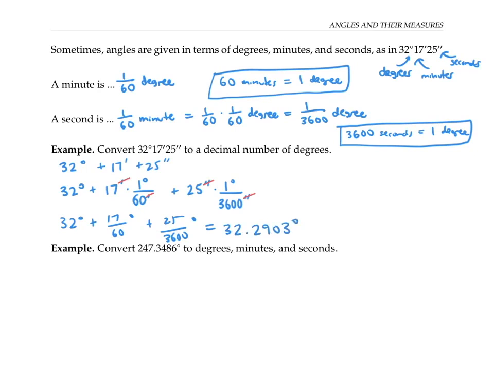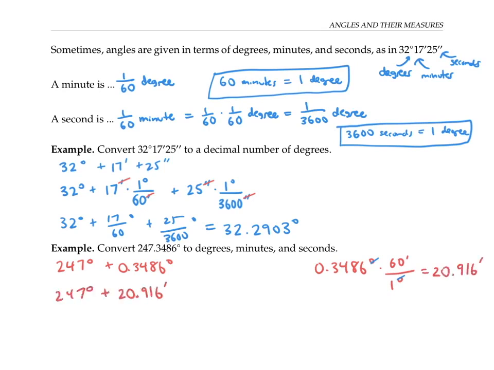I can also go the other direction and convert a decimal number of degrees into degrees, minutes, and seconds. I'm starting out with 247 degrees plus a decimal number of degrees left over. If I want to convert 0.3486 degrees to minutes, well, I know that I have 60 minutes in 1 degree. This time I want the minutes on the top and the degrees on the bottom so that my degrees will cancel. So I just multiply my decimal by 60 and I end up with 20.916 minutes.